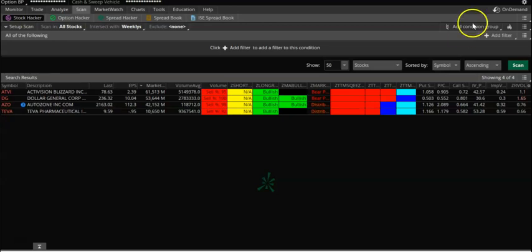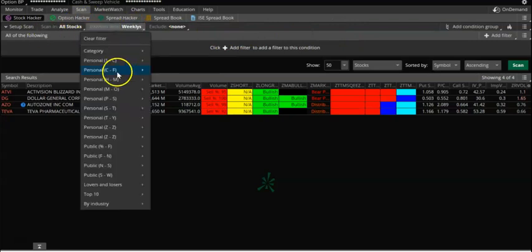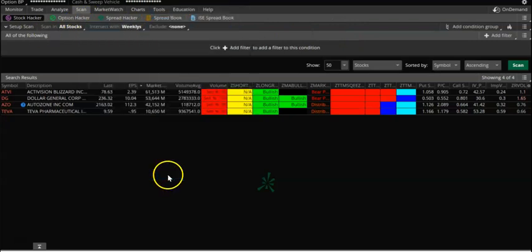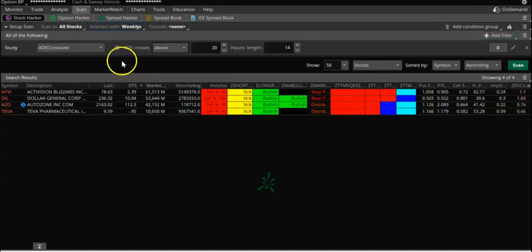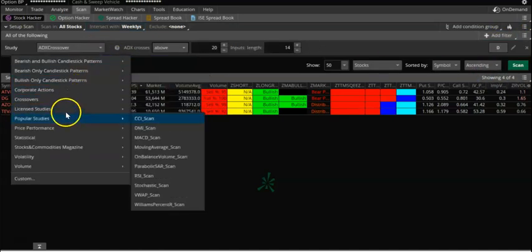So what we want to do is come to the filter here. We want to make sure we filter on weekly only, so that we have good liquidity on weekly options. Then we do add filter, study, go down to popular studies. You can see on balance volume scan.